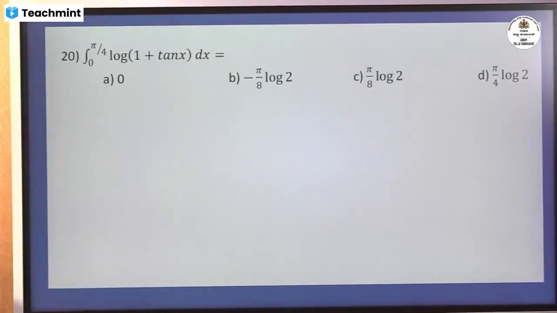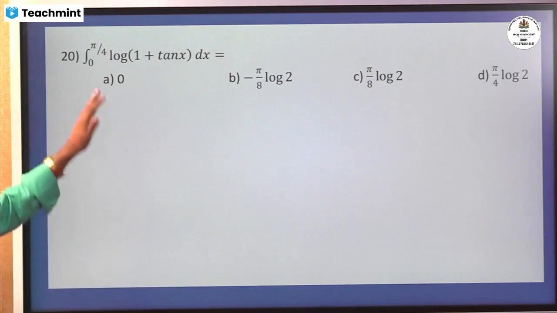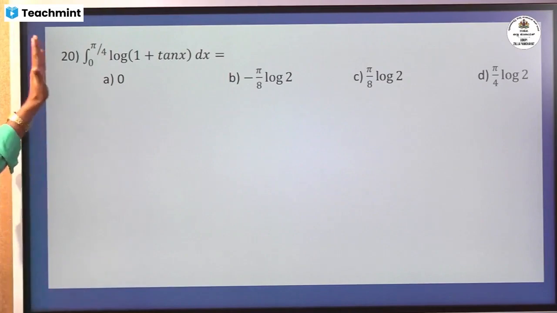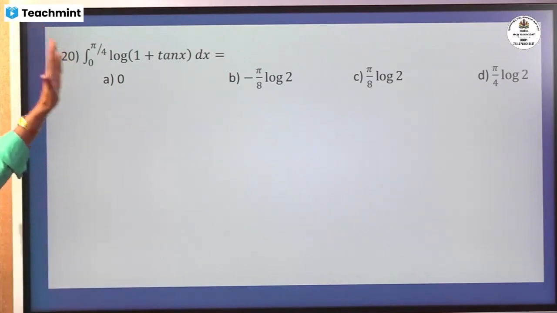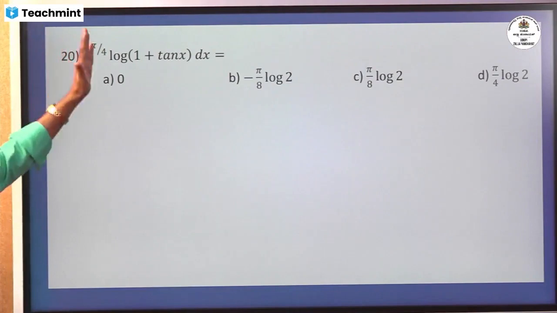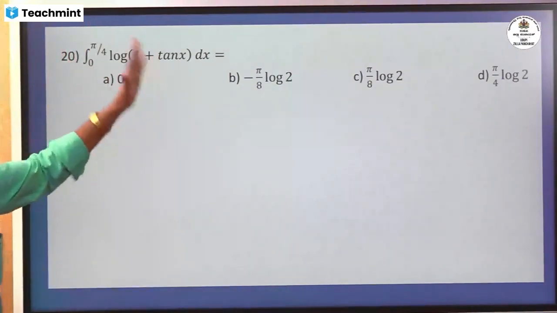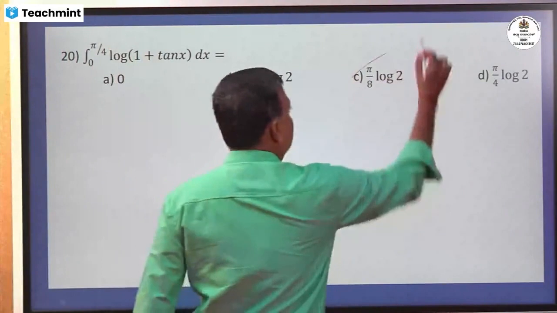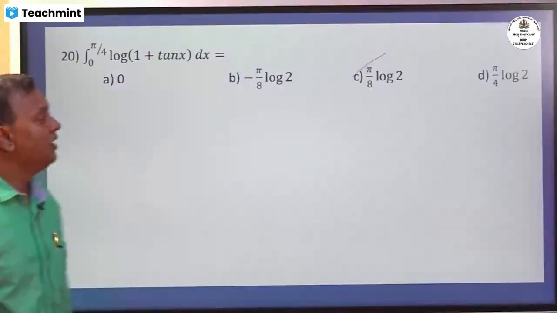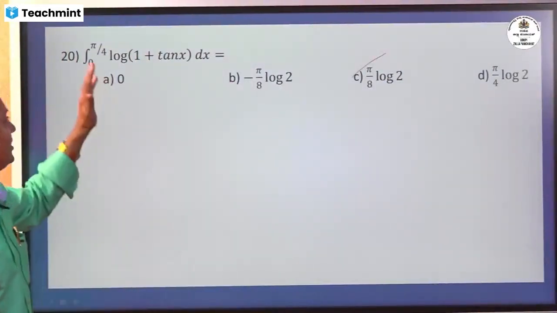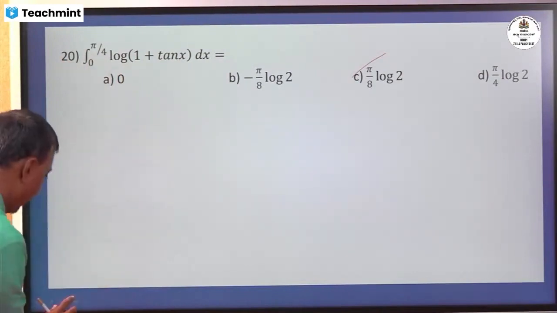Next question, this is also a very standard question, already discussed. Integral from 0 to pi by 4, not pi by 2, 0 to pi by 4 of log of 1 plus tan x dx. Remember the result, pi by 8 log 2. This is a very standard question, the answer should be known.